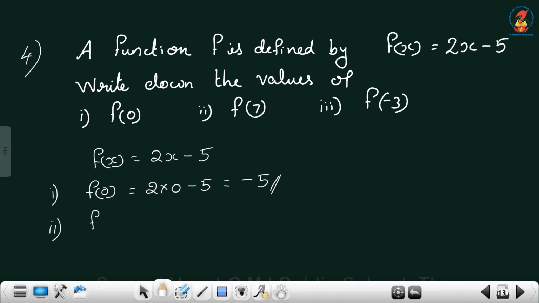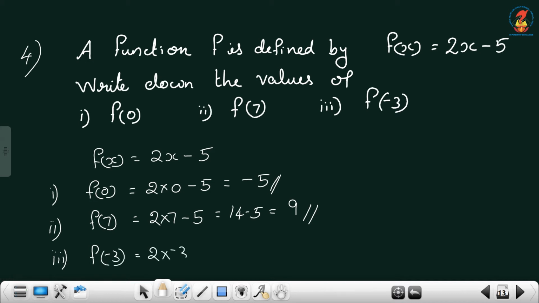Now second one, f of 7. 2 into 7 minus 5, that is 14 minus 5, that's equal to 9. Third one, f of minus 3. 2 into minus 3 minus 5, that is minus 6, minus 5, that is minus 11.